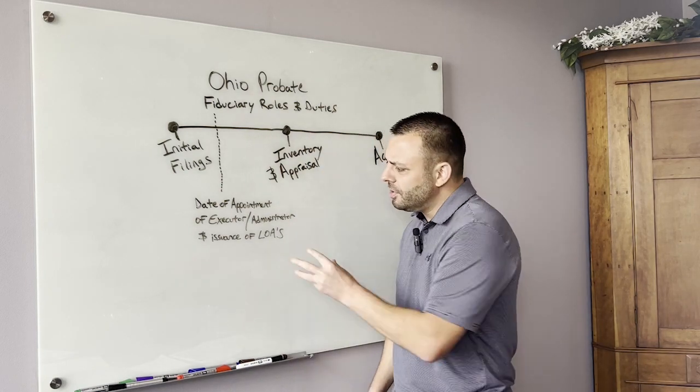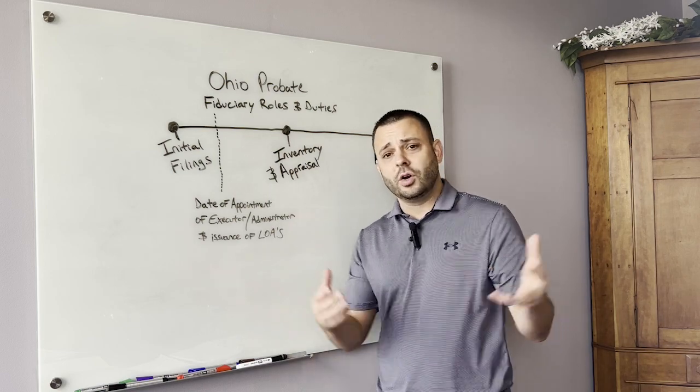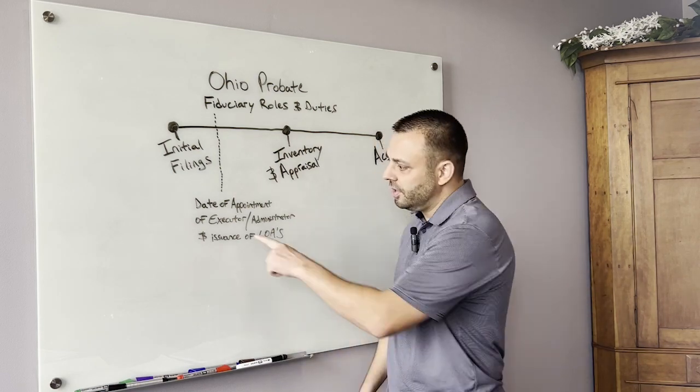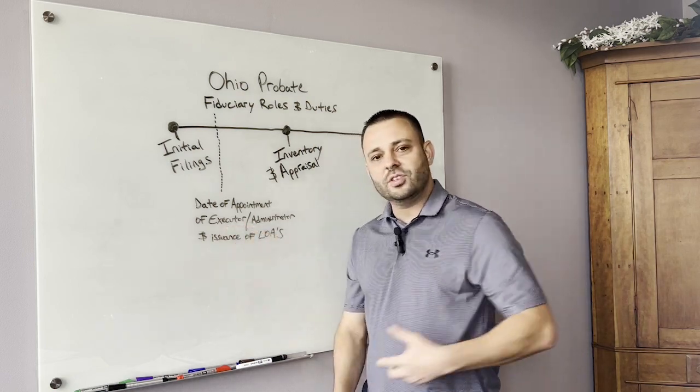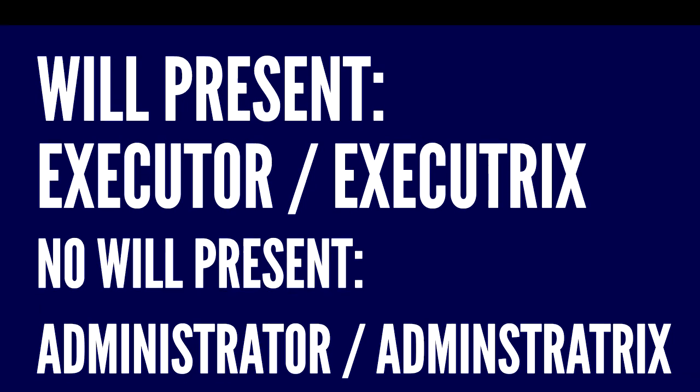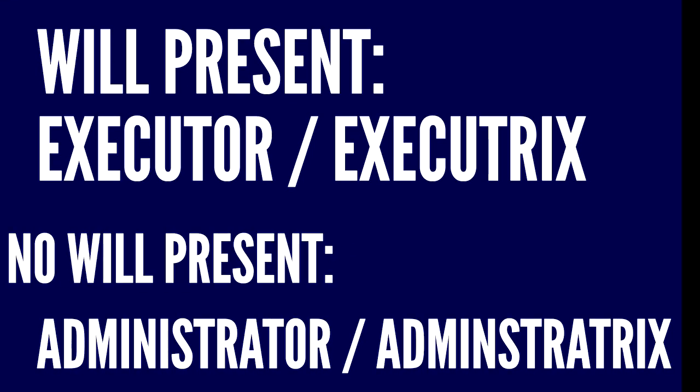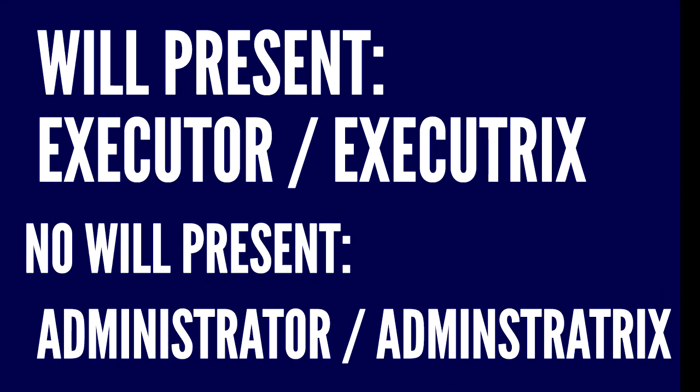And so our fiduciary can take a couple of different titles, and I know it can be a little confusing, but some of this is based on, is there a will or is there no will? So if there's a will that names a person to be in the fiduciary role, that person's often going to be called an executor, or in the case of a woman, an executrix, and the same thing for an administrator or administratrix if there is no will.